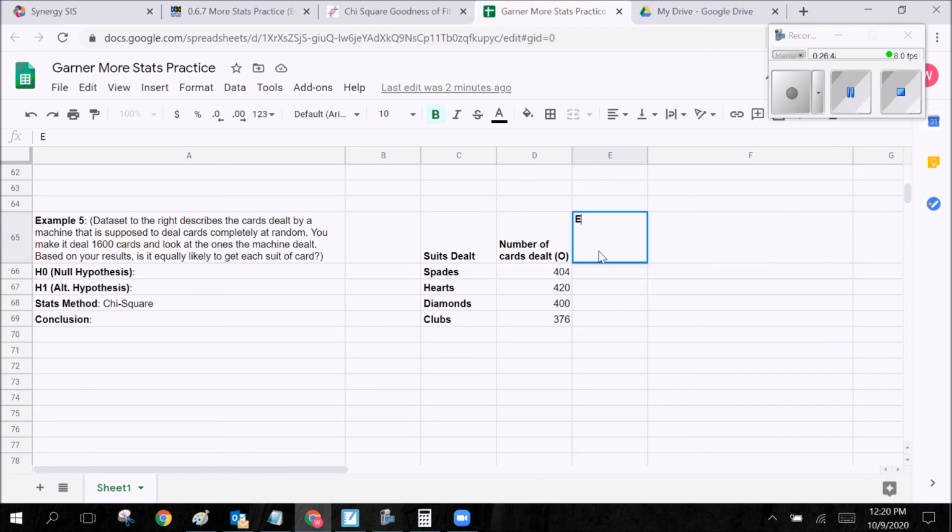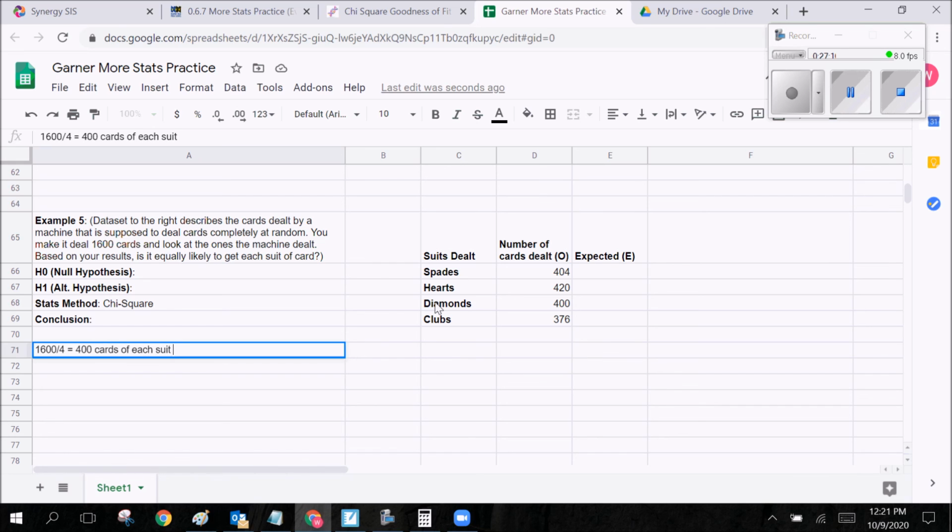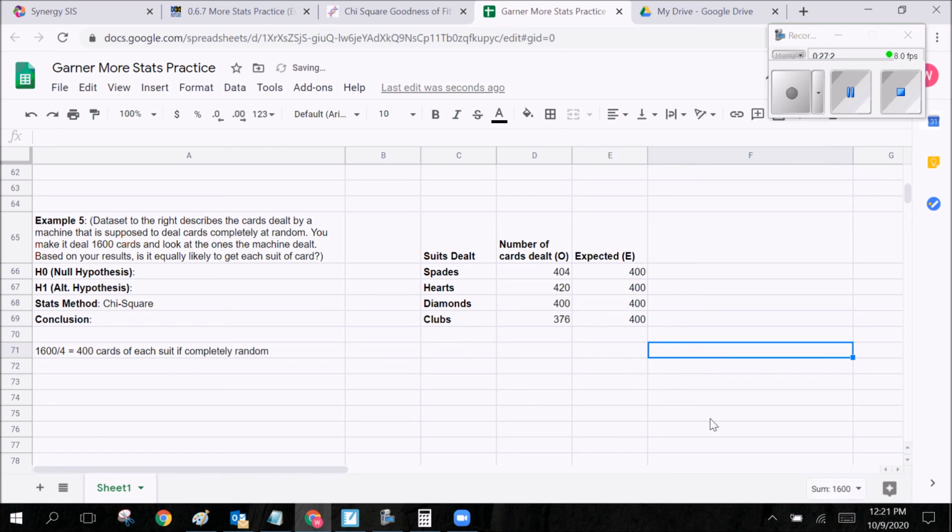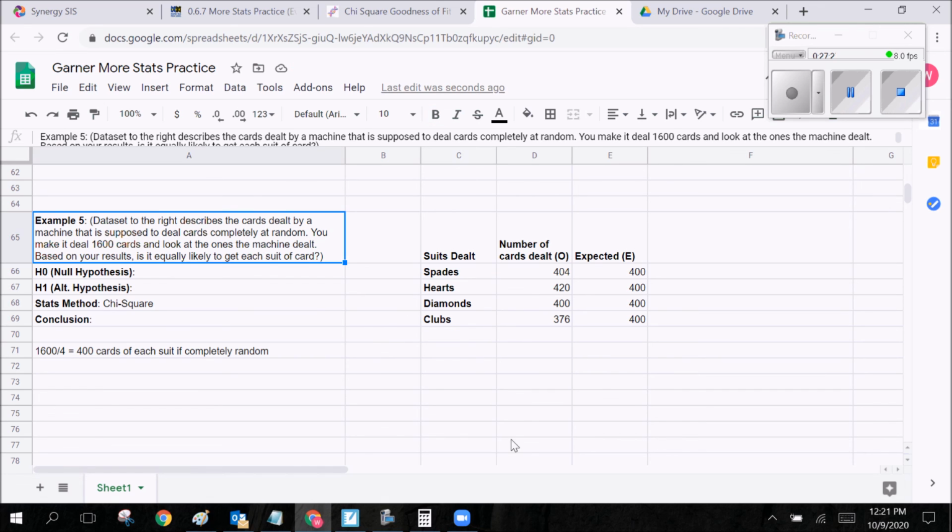What are our expected values? Our expected values are what we would expect if the null hypothesis is true, which is that it is completely random. If it was completely random and the card machine deals us 1,600 cards and there are 4 possible suits, then we would expect 1,600 divided by 4. We should get 400 cards of each suit if completely random. We can literally just put 400 up here and drag it down, and there's our expected value for each one. We should expect 400 of each of these suits if the machine is really random.